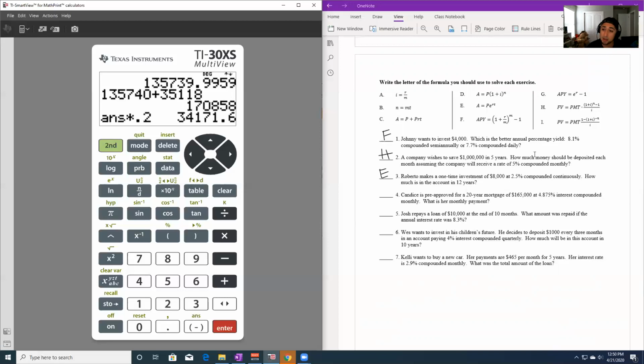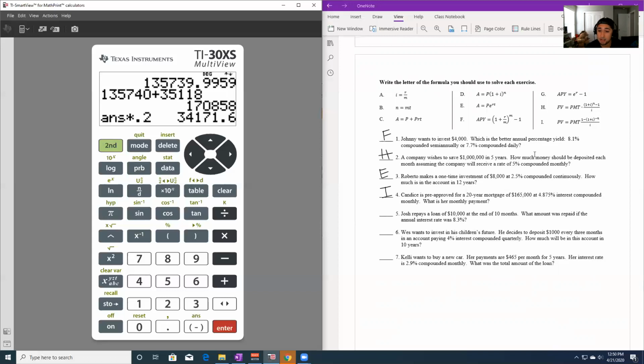4, Candace is pre-approved for a 20-year mortgage of $165,000 at 4.875% interest compounded monthly. What is her monthly payment? We just did this. So she just bought a house. That is the present value, which means that's going to be I. We want to figure out her payments, present value. All right.